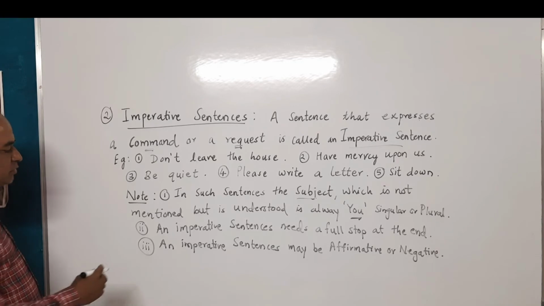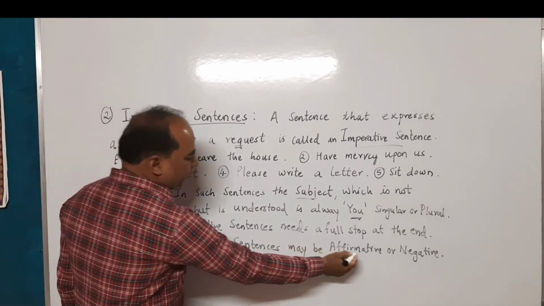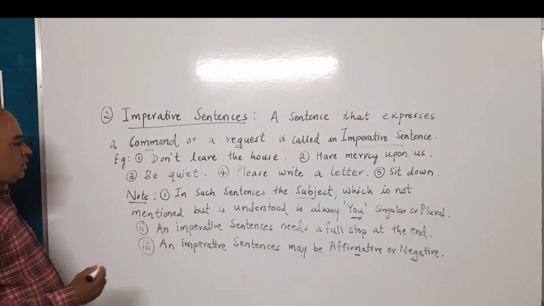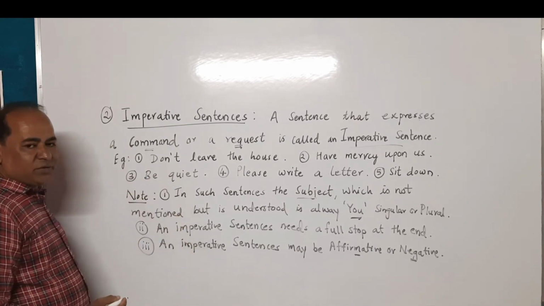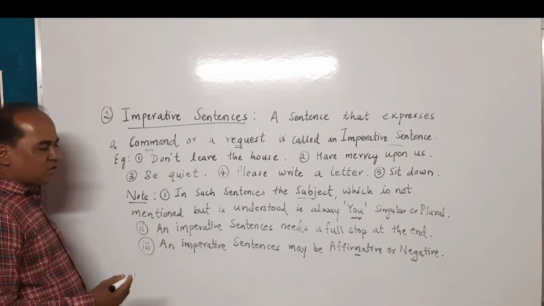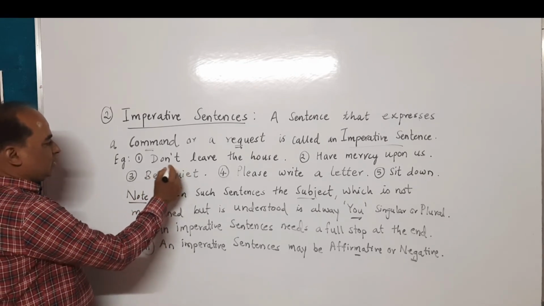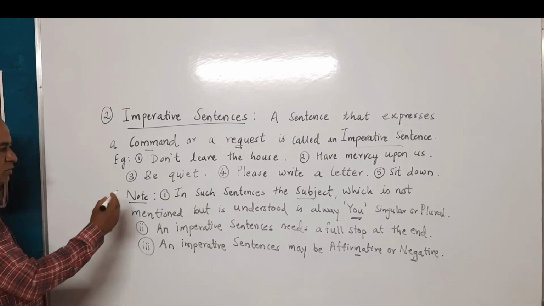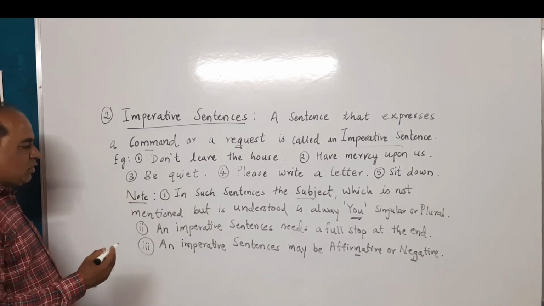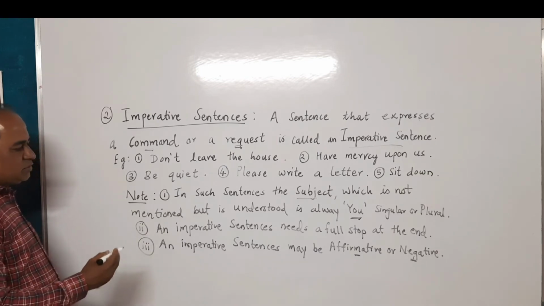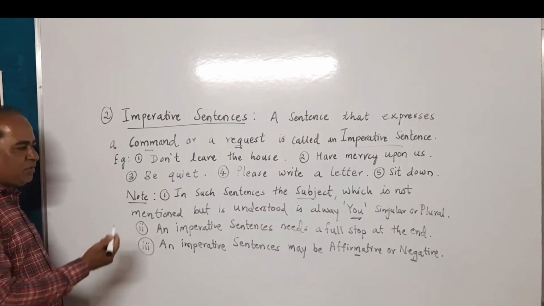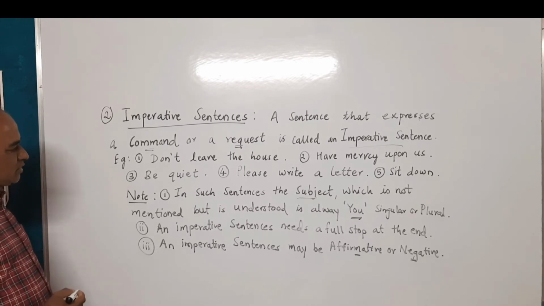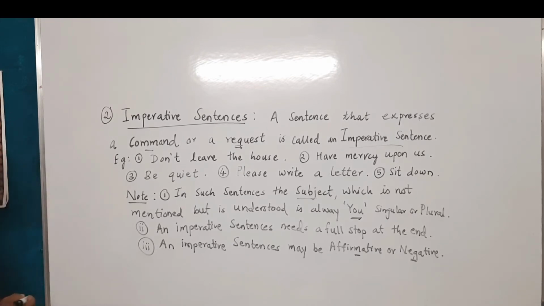An imperative sentence may be affirmative or negative. It may make a positive sense, or a negation, it can deny. So here negative: don't. Have mercy, positive. Be quiet, this is affirmative. So such imperative sentences may be affirmative or negative. These are the examples of imperative sentence.